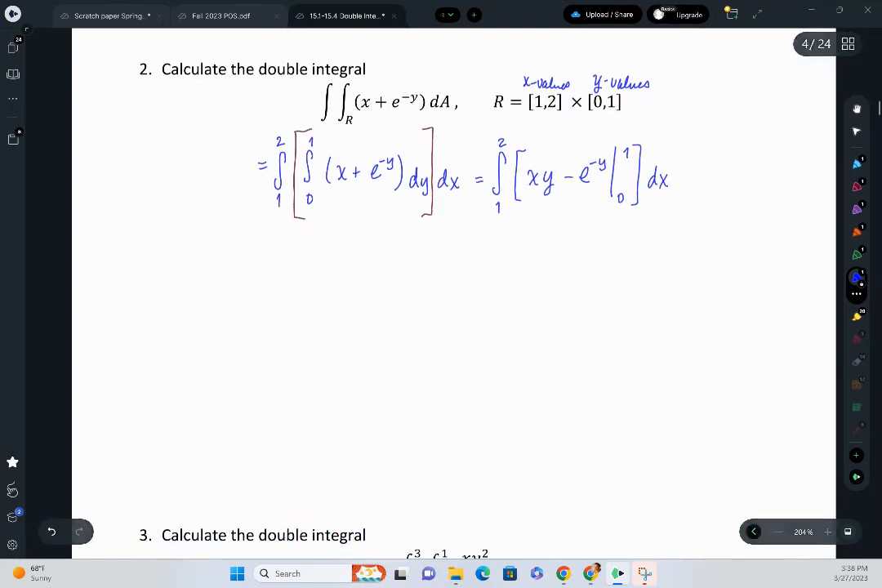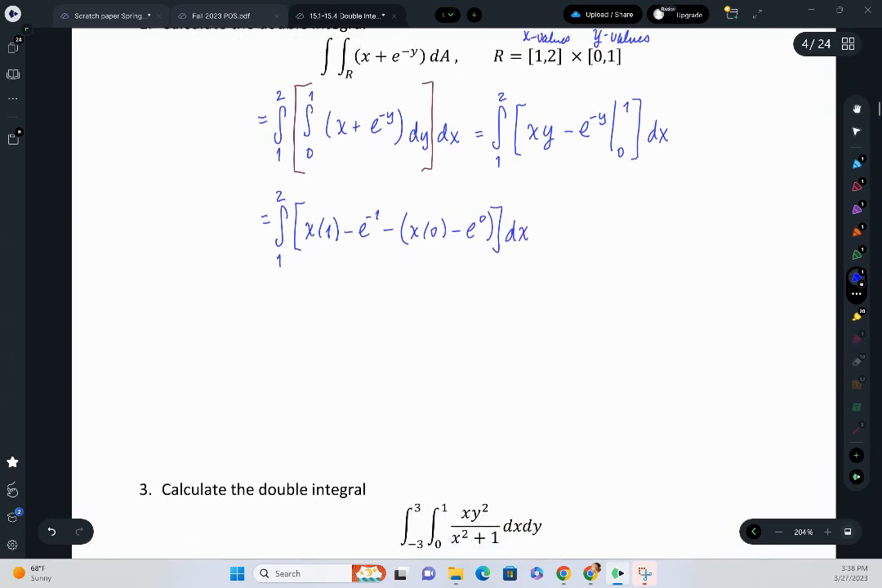So the 0 to 1, we need to pay close attention and realize those are y values. Don't you dare touch the x. It's a variable. It's going to stay a variable until we integrate it. So I'm going to plug in my 1 and my 0. My integral still goes from 1 to 2. Evaluating at 1, I get x times 1 minus e to the minus 1 minus, in parentheses, x times 0 minus e to the 0. All right, and when this simplifies, I've got an x times 0. That's just going to go to 0. E to the 0 is 1, right?